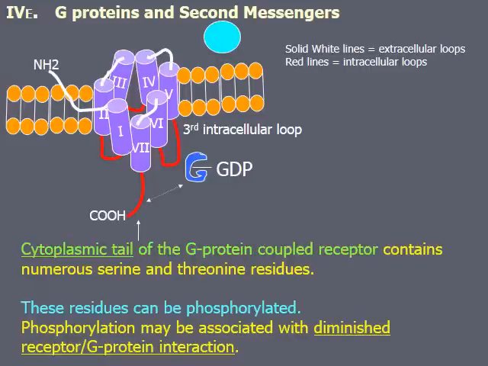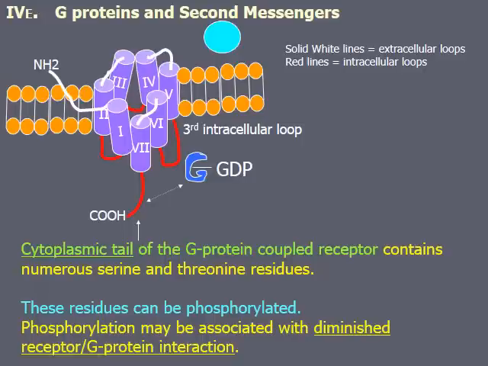Well, I wanted to point out that in 3 dimensions, this carboxy tail, or this cytoplasmic tail of the receptor, actually sits in close proximity to the third intracellular loop of the G protein. And do you remember how we said that molecules can kind of vibrate or wiggle a little bit because they have a certain energy associated with them? So this tail isn't just fixed in a conformation that's far away from the G protein. It can oscillate a little bit.